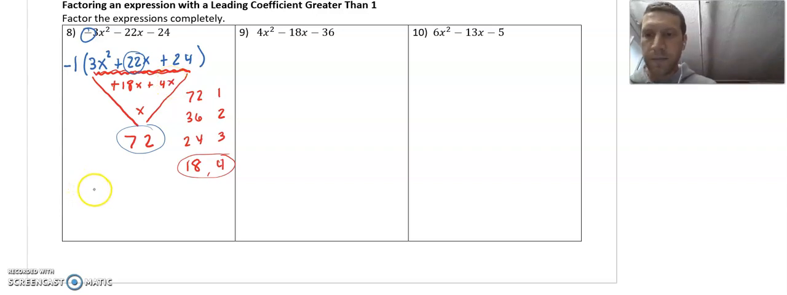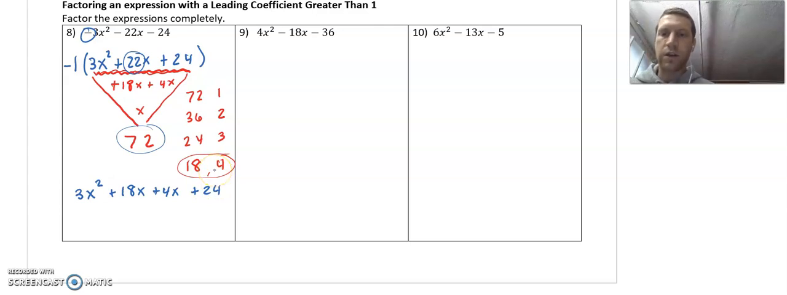Okay, so let's see what that looks like. Remember, I'm just focusing on inside the parentheses. So I have 3x squared plus 18x plus 4x plus 24. So I haven't changed the value, I've just changed what it looks like, right? 18x and 4x is still 22x. So now I want to group the first two terms together and the second two terms together. And then I want to factor out what they have in common. So the first set of parentheses, 3x squared plus 18x, I can factor out 3x from each of those, and I'm left with x plus 6.